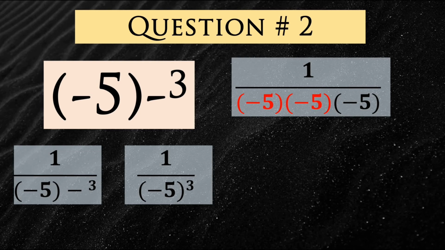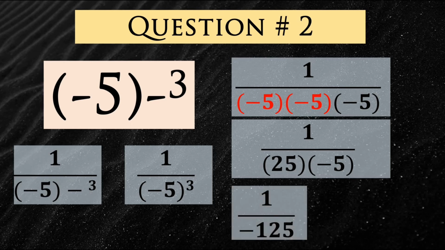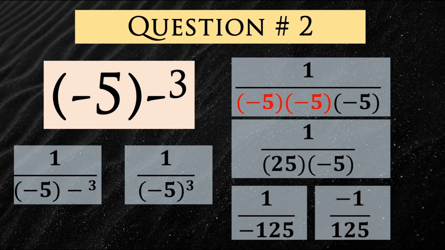So let's start with the two negative 5's first. Negative 5 times negative 5, negative times negative is positive. So let's write it as 1 over 25, positive 25, and then times negative 5. And then multiply 25 times negative 5, positive times negative is negative. So you have 1 over negative 125, and we usually write the negative sign with the numerator or between your numerator and your denominator. So we write negative 1 over 125.